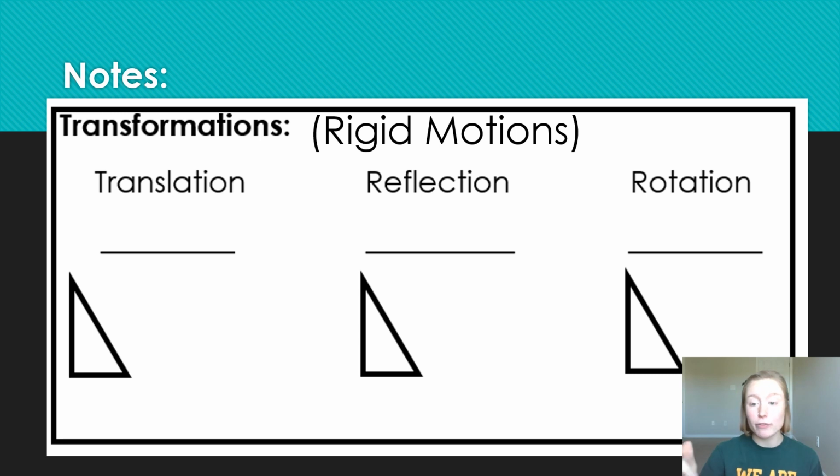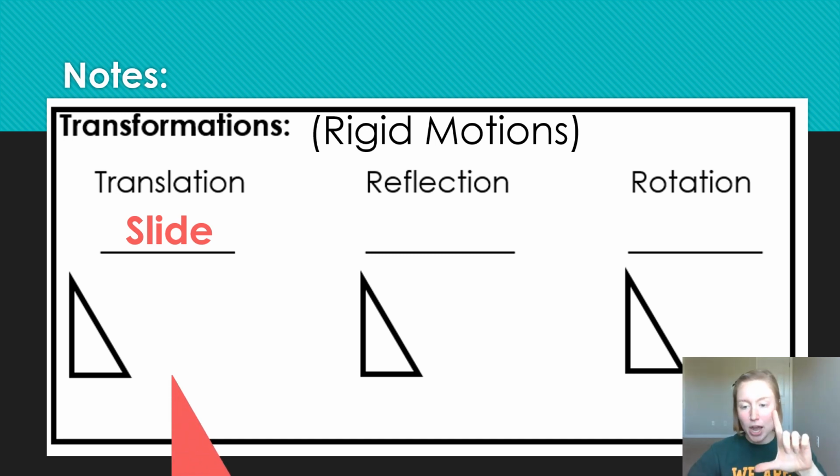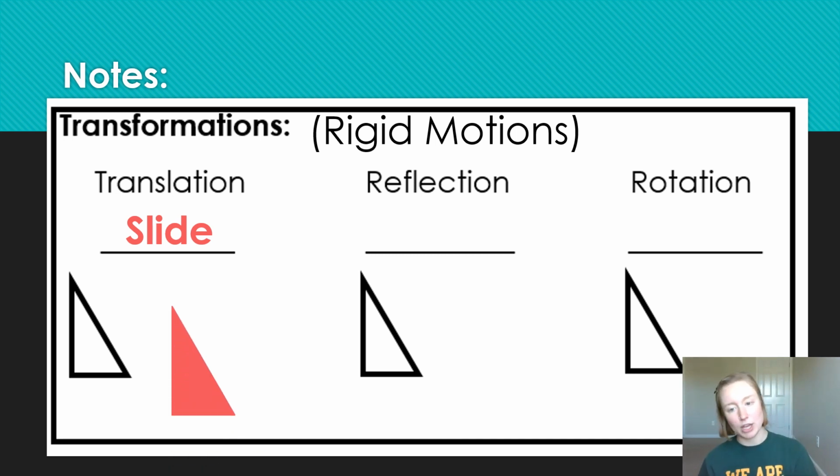So the first one that we're focusing on today is a translation, and I put kind of English layperson words underneath each of these. I think of a translation as a slide or a glide or a shift. So I take my triangle and I'm just moving it to a new location. It's not turning, it's not flipping, it's not doing anything fancy. It's literally just like going from here to here. It just moves.